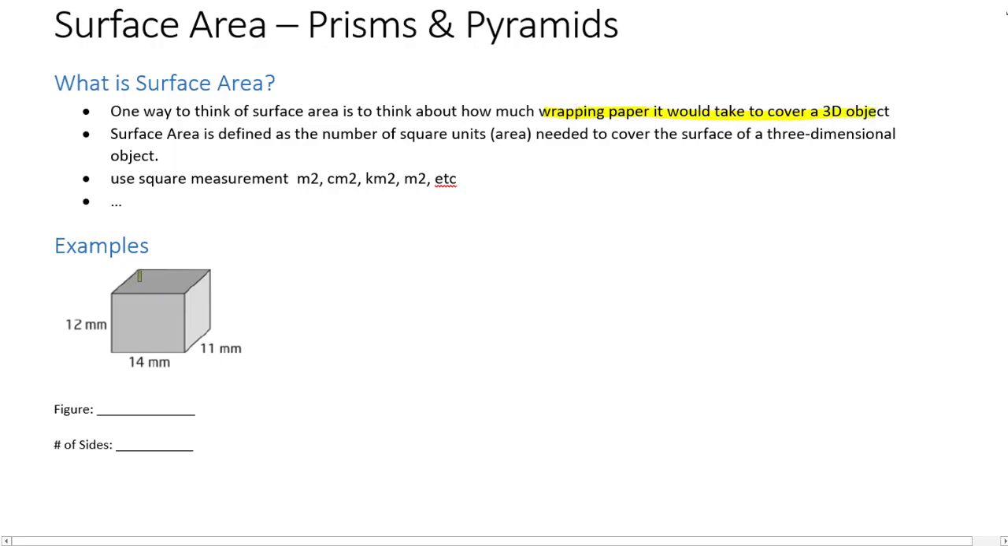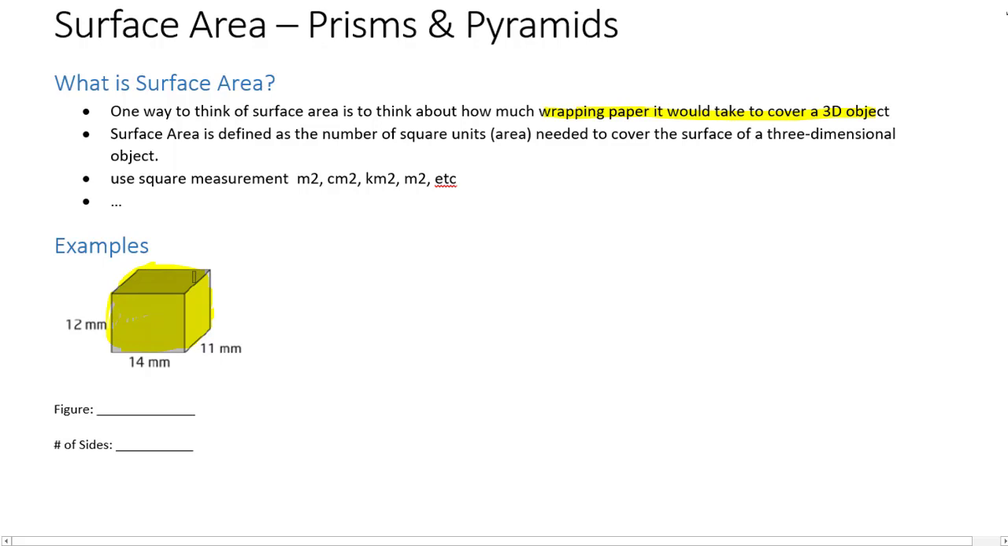So like this box here, what if we wanted to wrap it up? That's a two-dimensional measurement because paper is flat, like 2D. How much would it take to cover it if we laid that all out flat? Another way to think about surface area is painting something. What would it take to paint each side of this box? Painting a flat surface like a square or rectangle is a two-dimensional measurement. But if we add all the sides up, that would be all the different sides on a 3D shape.